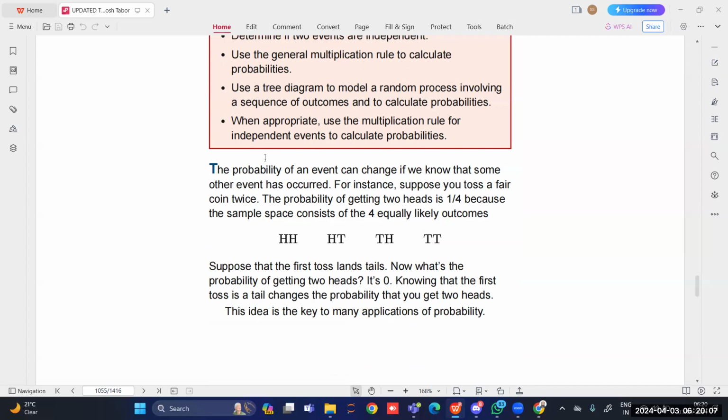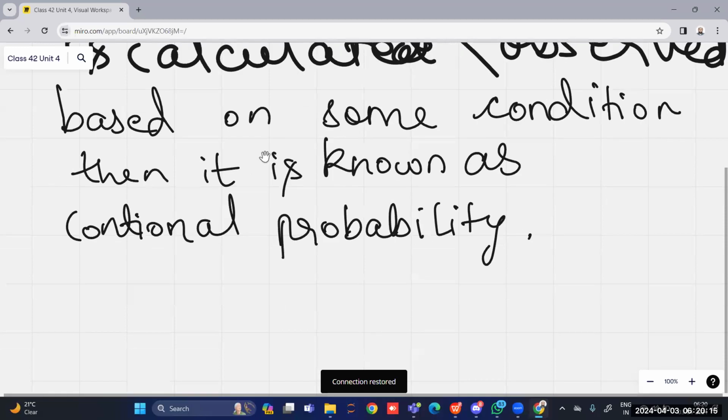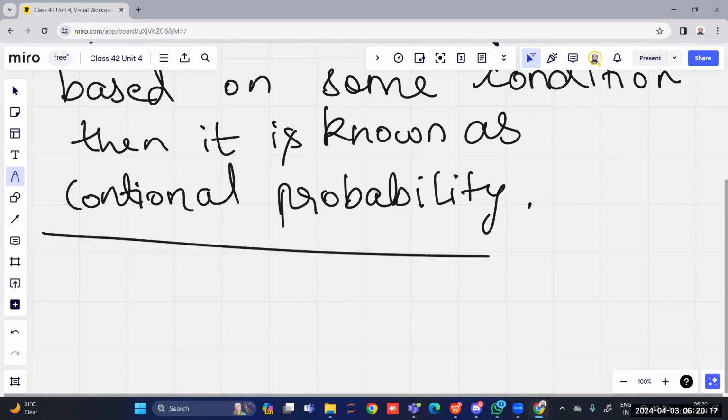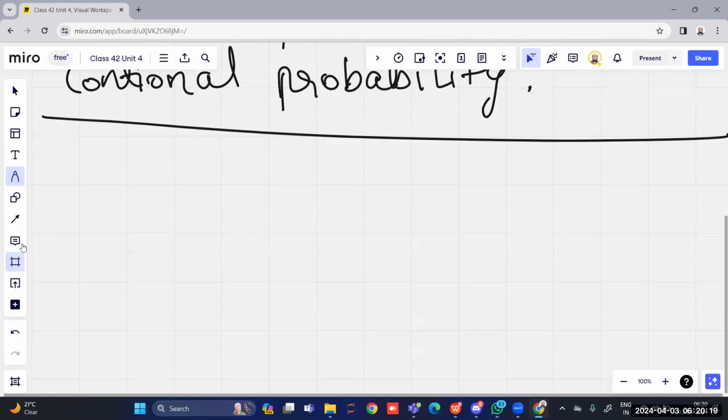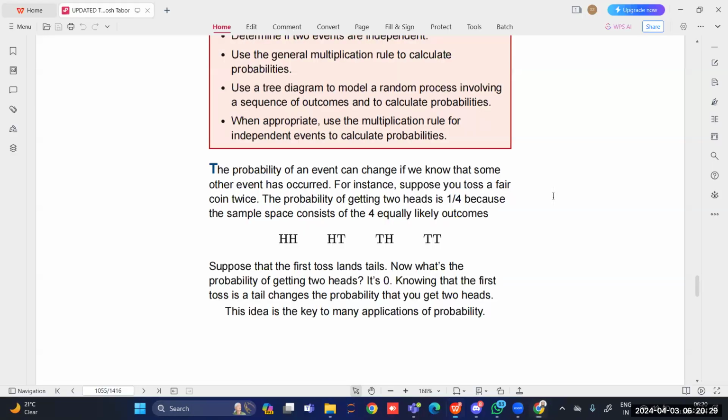For instance, suppose you toss a fair coin twice. We are trying to explain conditional probability. So suppose we toss a fair coin twice. What will be the sample space? Okay, so that's the sample space. Now see the probability of getting two heads.